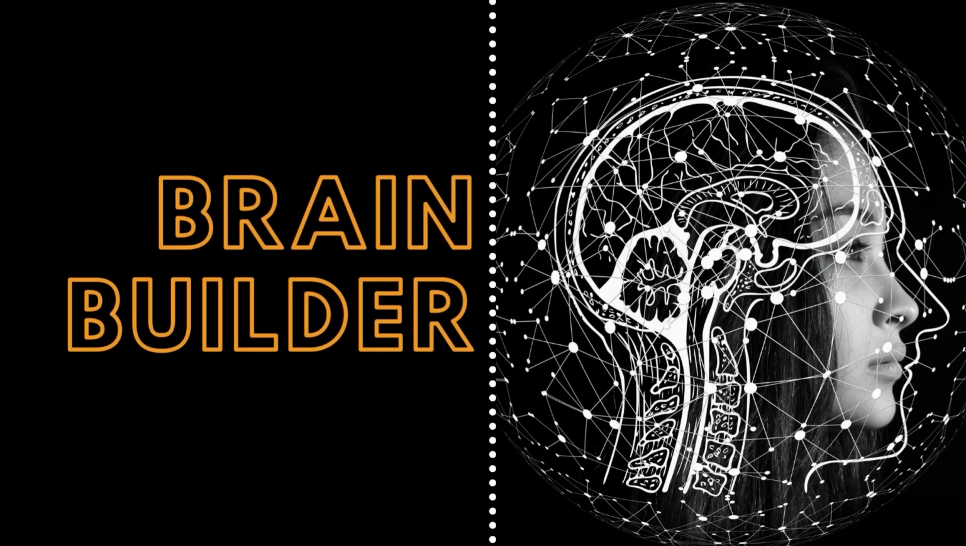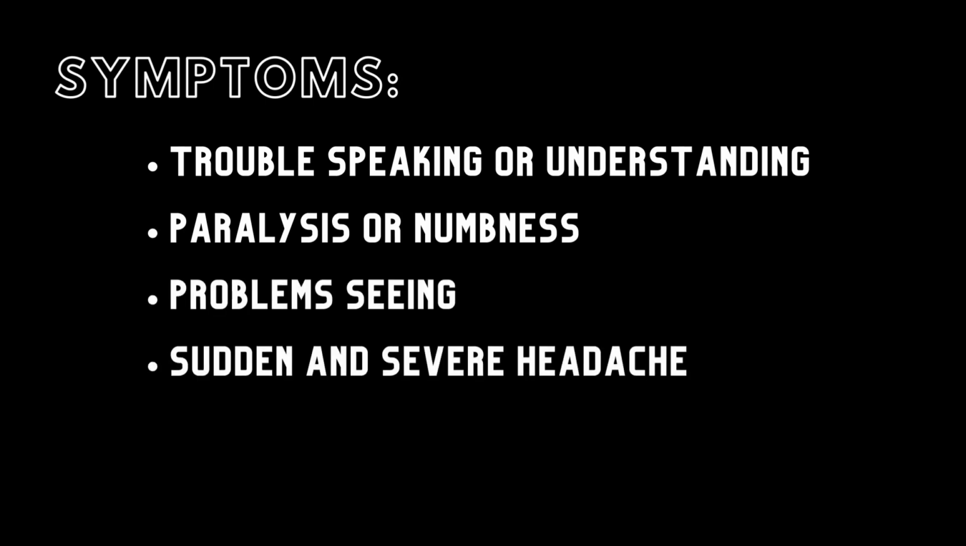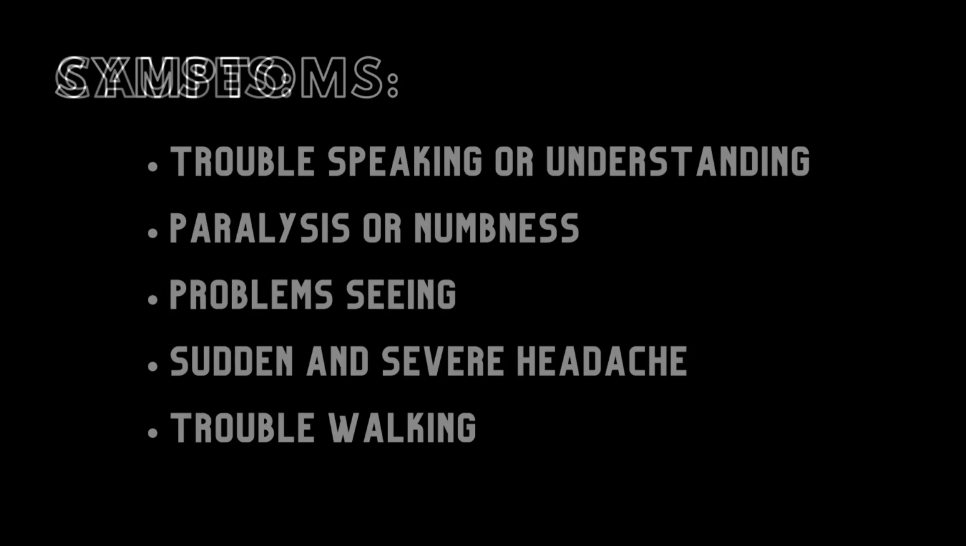Next, we will look at the symptoms, causes, and treatments for a stroke, and finally, give a patient example. Symptoms of a stroke include trouble speaking or understanding what others are saying, paralysis or numbness of the face, arm, or leg. This often affects just one side of the body. Problems seeing in one or both eyes, sudden and severe headache, and trouble walking.